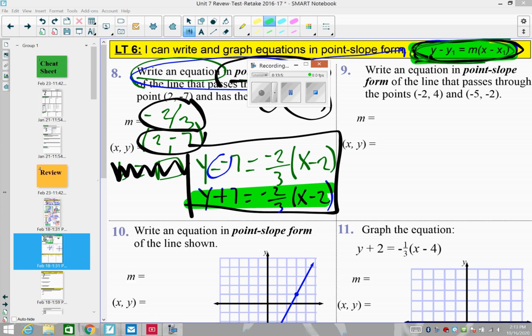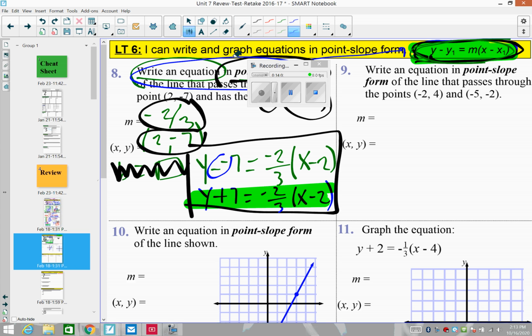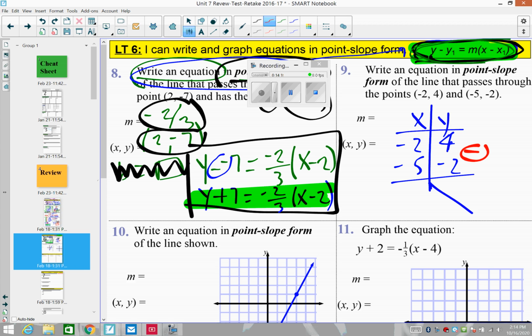So next problem, write in point slope form. First we've got to get the slope. I'm going to make a table here and grab the slope, and then I'll pull it back to writing it in the correct form. If we set up our table and subtract down, subtract our y: 4 minus -2 is +6, and -2 minus -5 is +3. You can definitely use a calculator on that if you're confused. The slope I'm getting is 2.